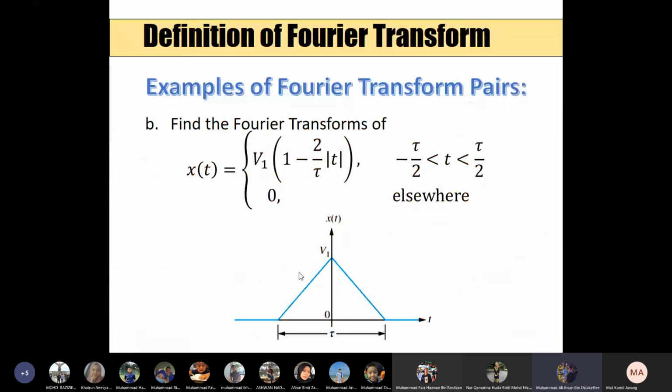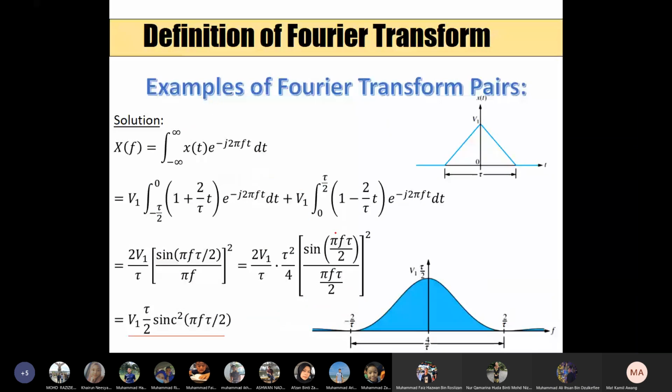Okay. Let's say you want to find a Fourier transform for a triangular wave like this. This triangular wave is given by this formula. X of t equal to V1 times 1 minus 2 over tau times the magnitude of t, for t in between minus tau over 2 and tau over 2, and elsewhere 0. So this is the triangular function, and we want to find the Fourier transform. How are we going to set this up?